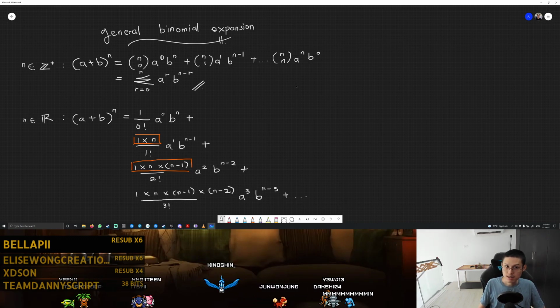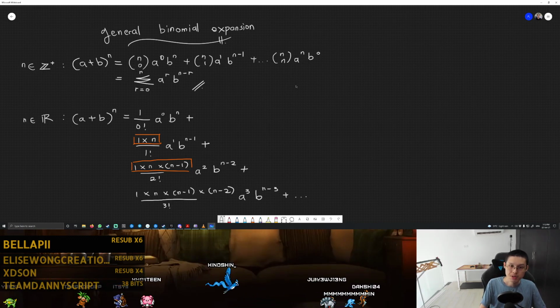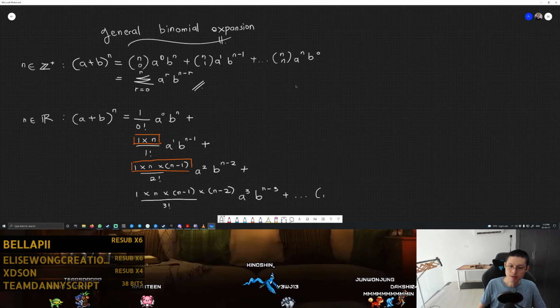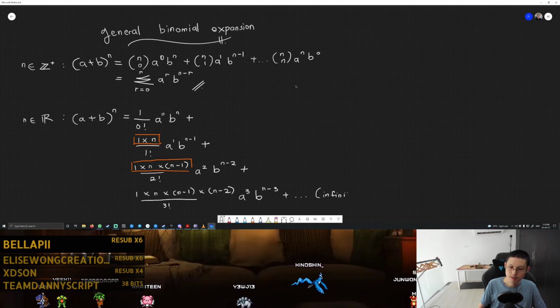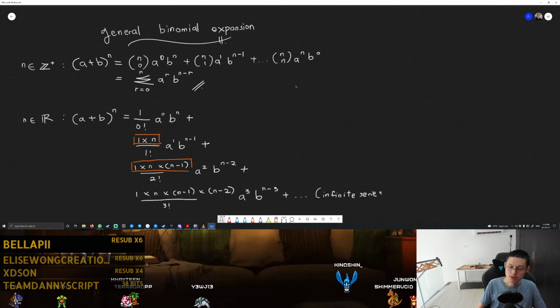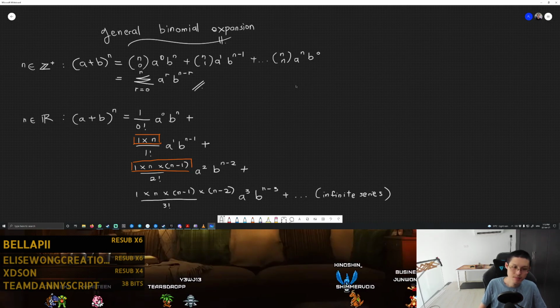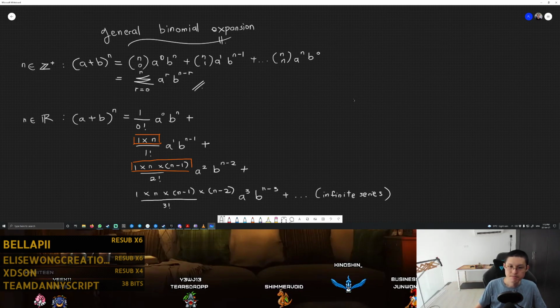And unlike the regular binomial expansion, this is actually an infinite series. It goes on forever. Okay, so let me do an example here.